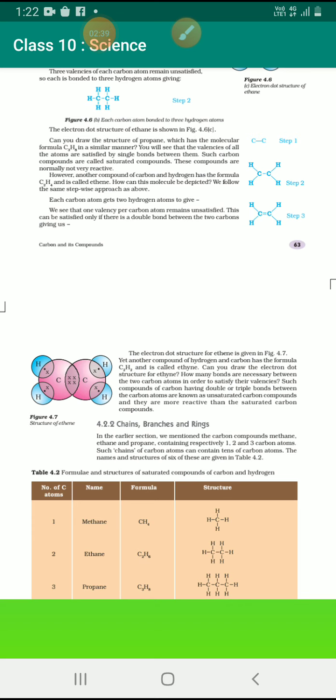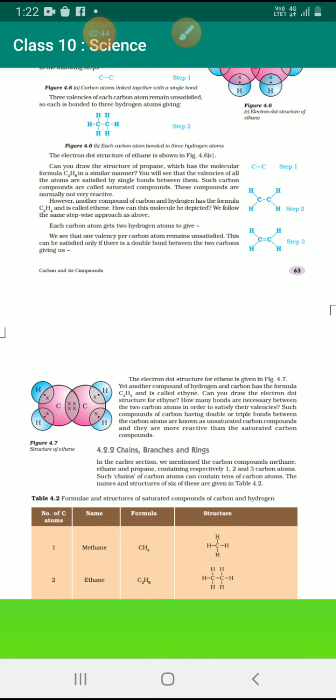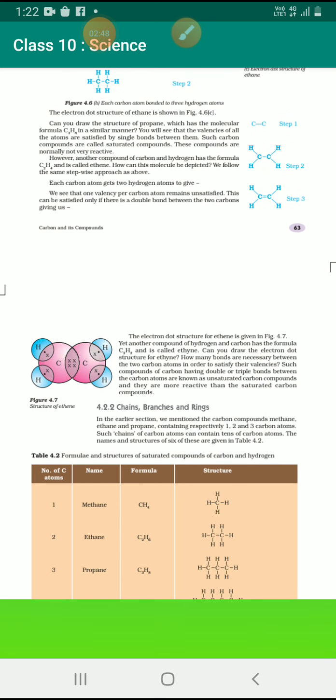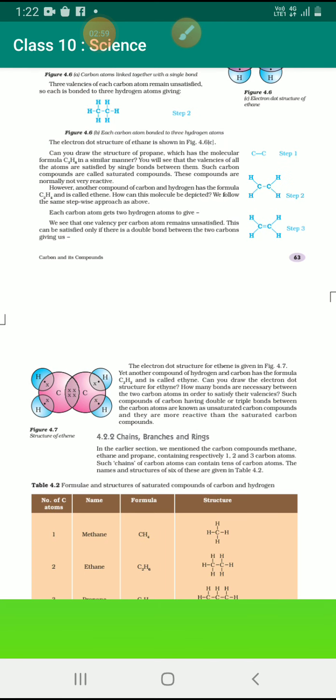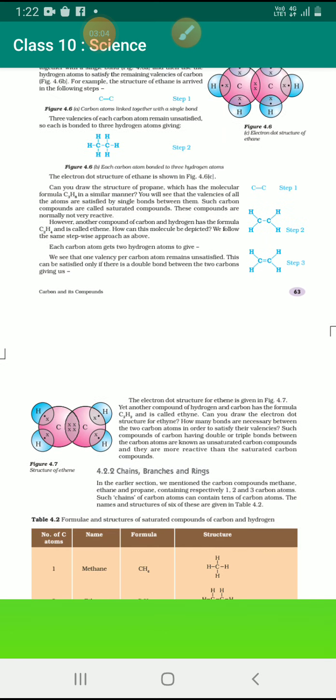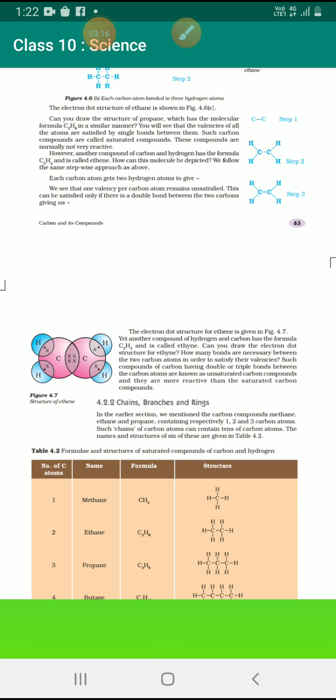And propane. Propane comes under alkane, that is the CnH2n plus 2 formula. Propene comes under alkene, which has the general formula CnH2n. And then propyne comes under the general formula CnH2n minus 2, and it comes under alkyne. Got it? Don't get confused.